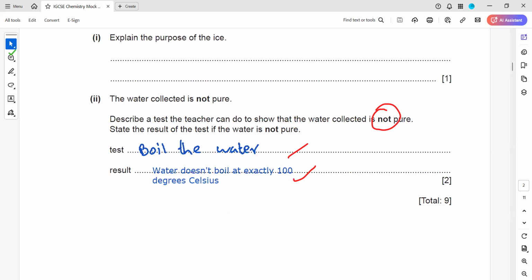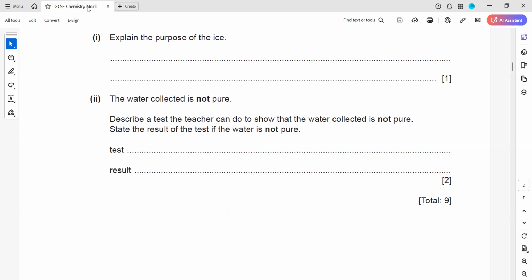If they ask for a chemical test to check the presence of water, then we can mention anhydrous copper sulfate or anhydrous cobalt chloride. Any one of them we can mention.